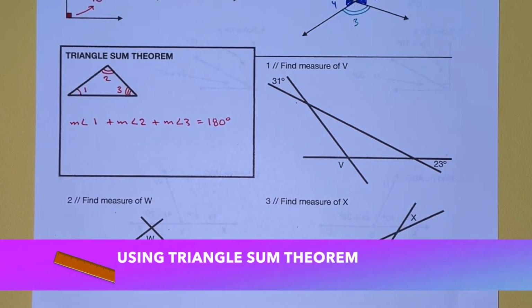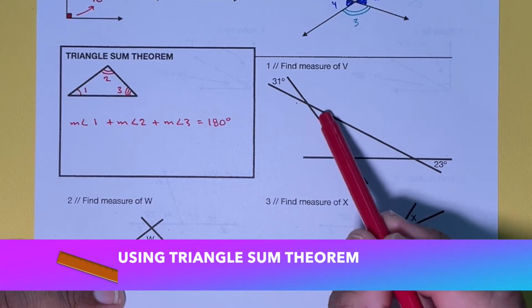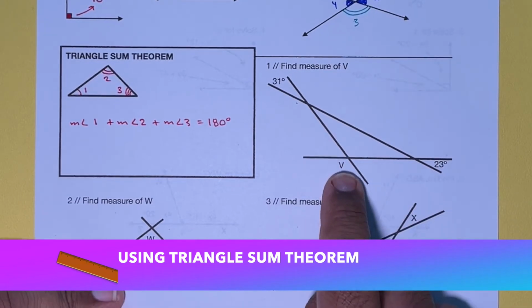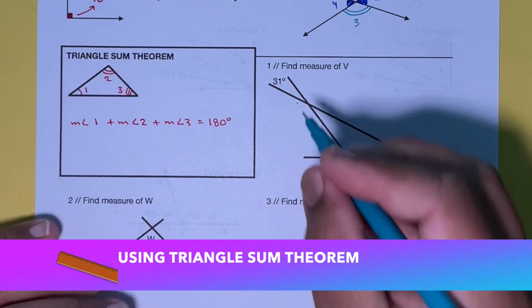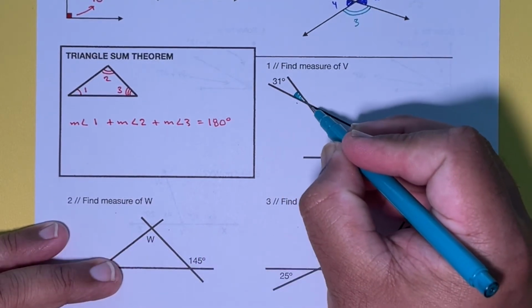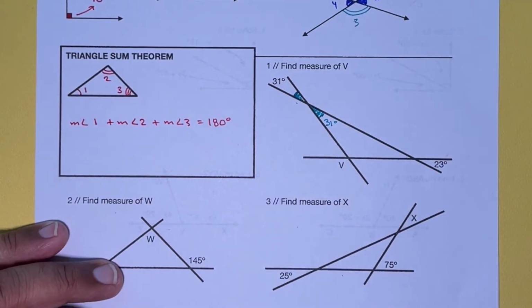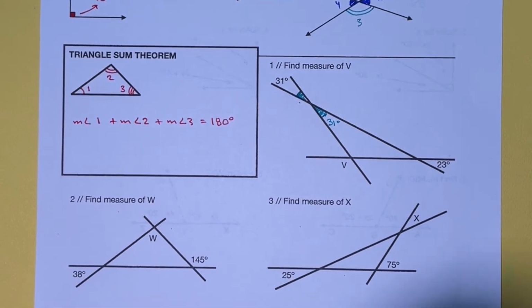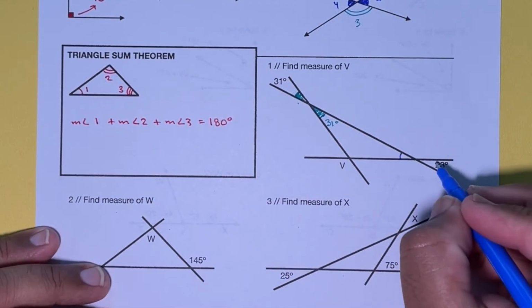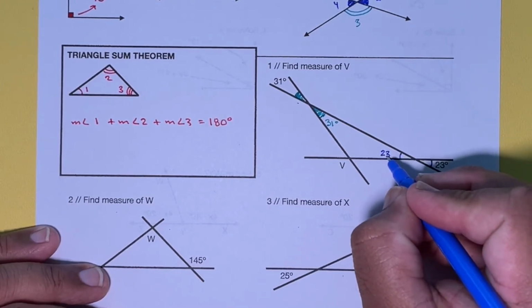So as I solve these, I'm looking for vertical angles, linear pairs, and then ultimately I'm looking for a triangle. I can see this triangle is where I'm going to end up. I need to get measures of the inside of that triangle first so I can figure out V. So I see 31 degrees over here. These are vertical angles, so this is 31 degrees. This inside of the triangle is the same as the outside of the triangle. Those are vertical angles, so this is 23 degrees.